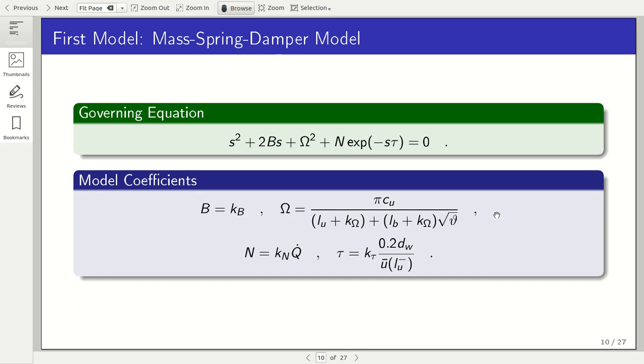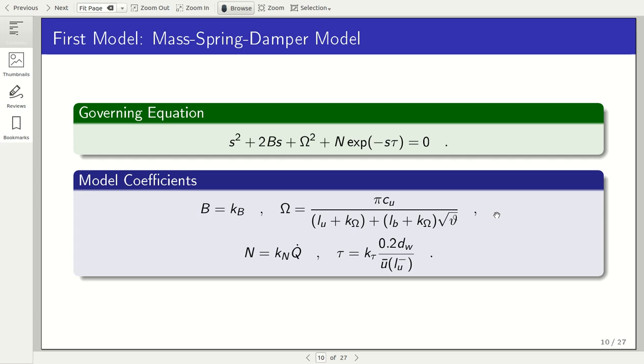To demonstrate this framework, I'm now introducing a first model which we're going to use for now. It's a phenomenological model, a so-called mass spring damper model, where you see the governing equation in green. And we're going to equip it with a delay term, which is quite common in thermoacoustics.